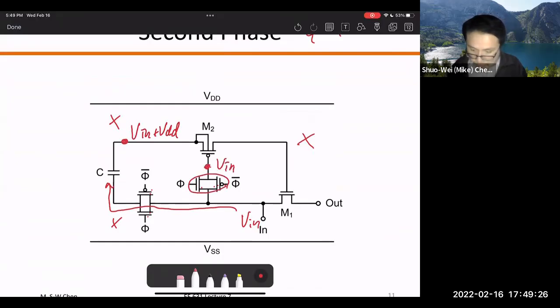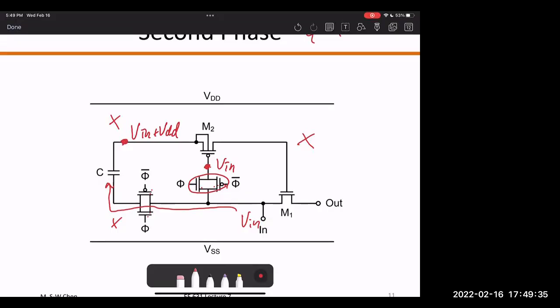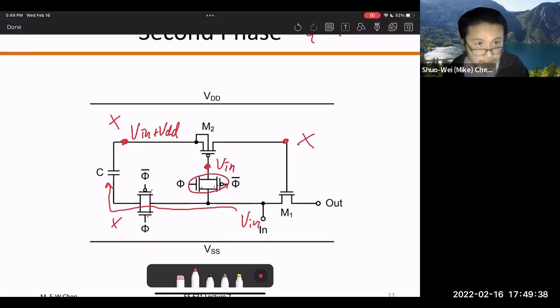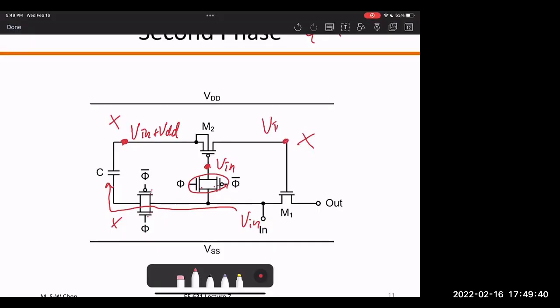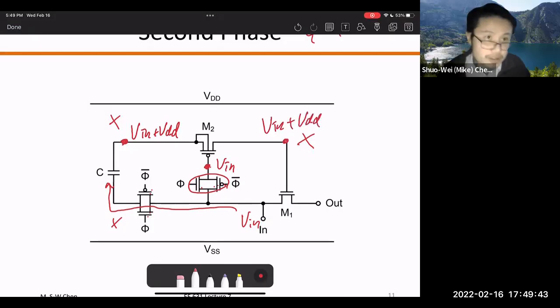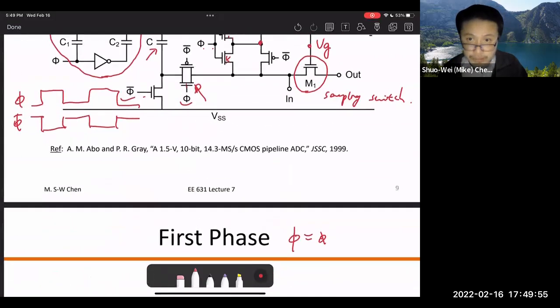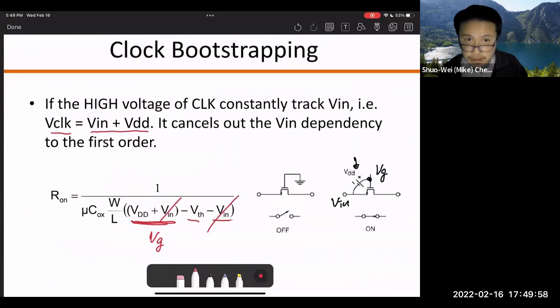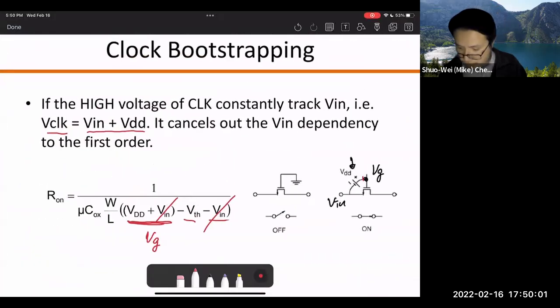So if the gate of this M2 is Vin and the source is Vin plus VDD, what happens to this M2 device? This is PMOS. It's on. If that's on, what is the voltage that shows up here? Vin plus VDD, still. So there you go. That means in the tracking phase, because this is your sampling switch, the gate is exactly Vin plus VDD. And that's exactly what we want, because as we mentioned before, the target of clock bootstrapping is to make sure that in tracking mode, this clock amplitude will be exactly Vin plus VDD.